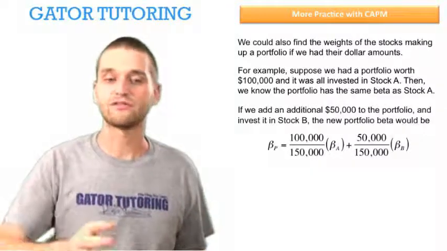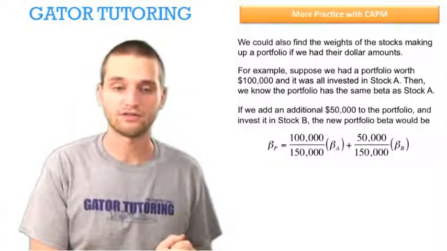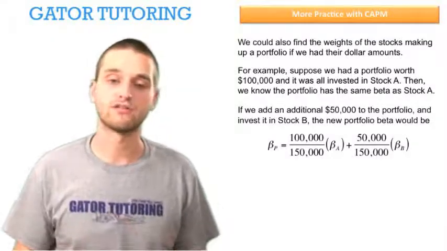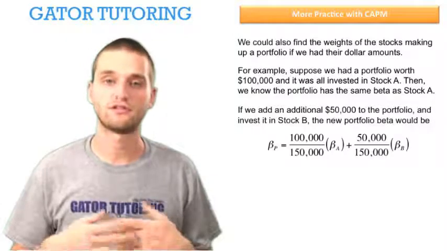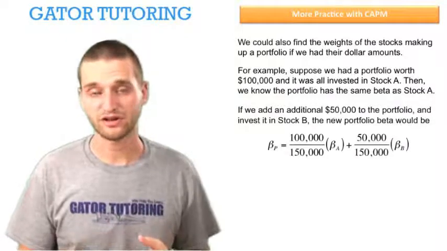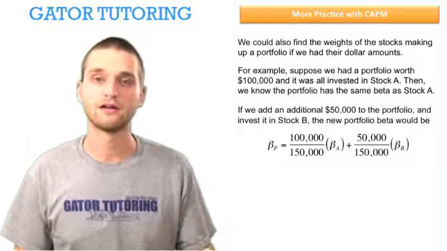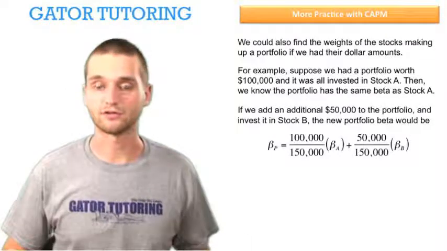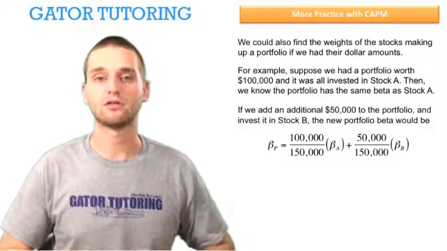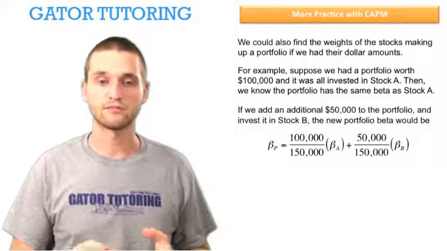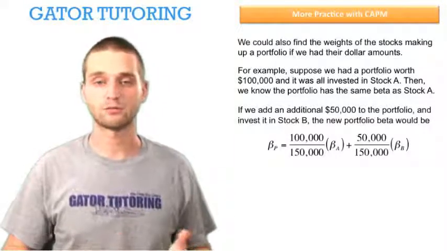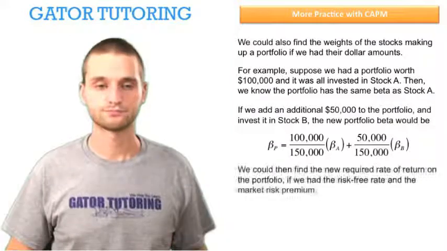It's just, instead of saying that we have 67% invested in stock A and 33% invested in stock B, it tells us the dollar amounts. So we have to find the percentage by dividing how much is in that certain stock over the total amount of our portfolio. So it's just another way to find the weights of our portfolio. And from this, we can find everything the same exact way we did in the last question.